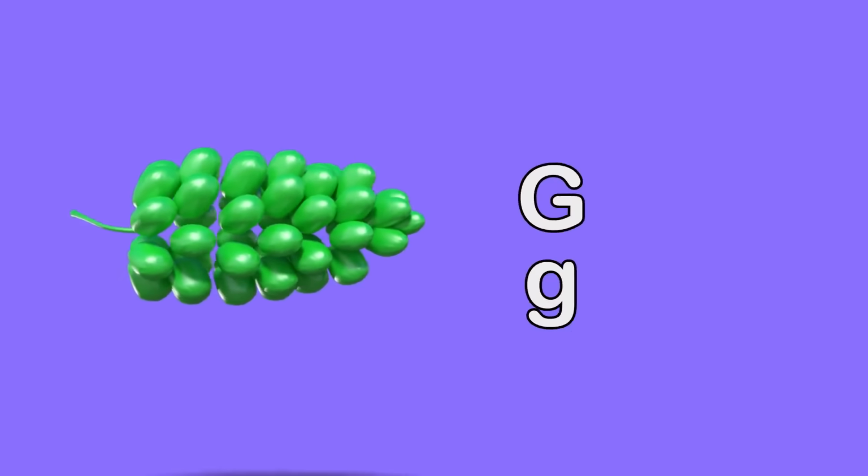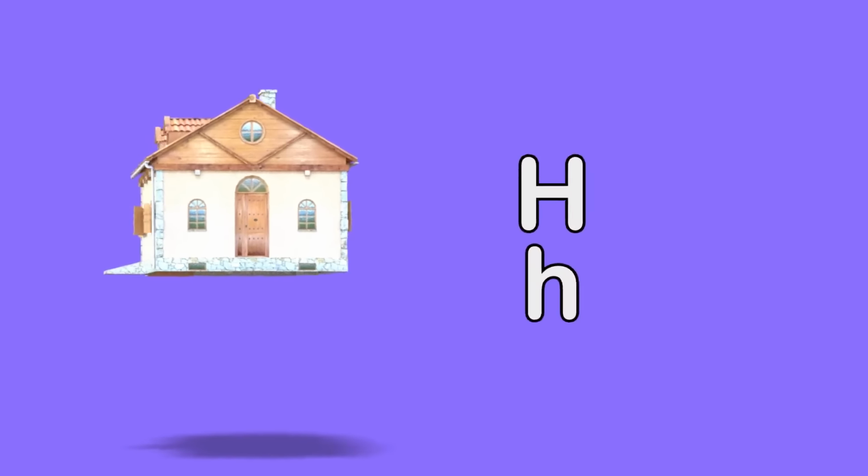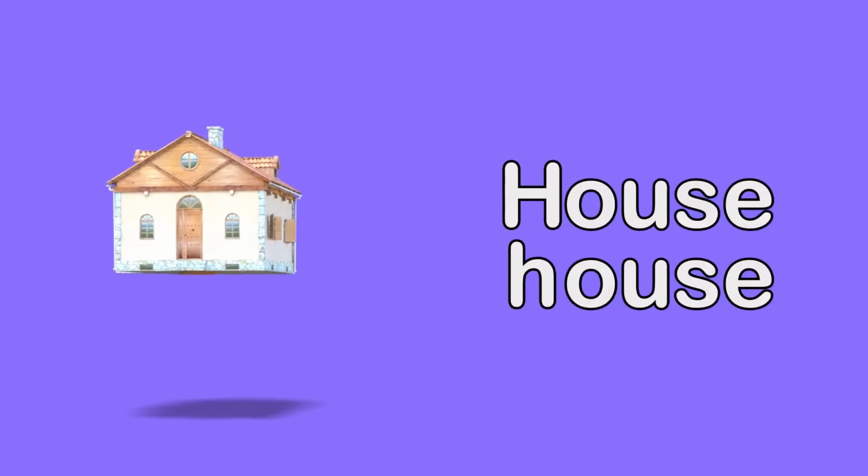Fish. G is for grapes, g-g-g-grapes. H is for house, h-h-h-house. E is for elephant, F is for fish. G is for grapes, H is for house.